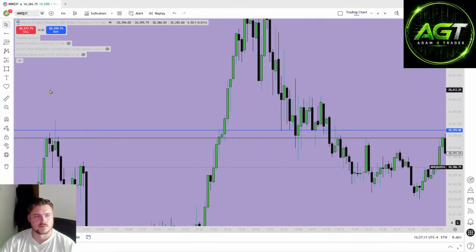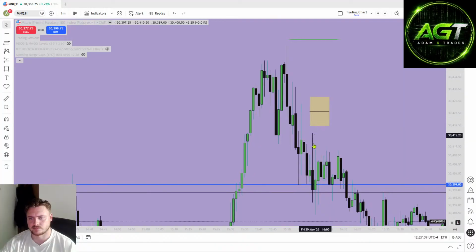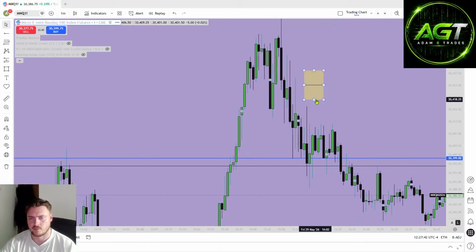So a volume imbalance is when the bodies of the candles don't touch. Notice on all these candles up here, all these candles trading down, down, down, down, down, all the bodies are overlapping or closed off. There's no gaps in the bodies of the candles. But then all of a sudden you have this. That's what you call a volume imbalance.